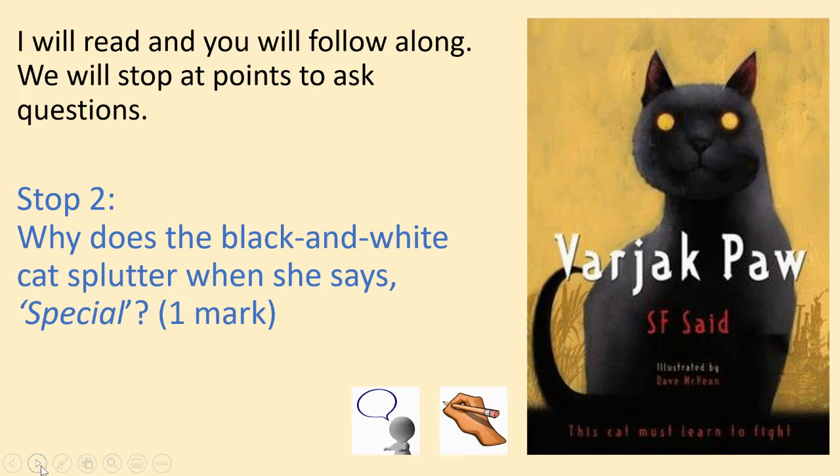And we're going to stop there because I've got a question for you. Why does the black and white cat splutter when she says special? This is a 1-mark question. Why does she splutter when she says special? What does that mean about what she might be thinking? Okay, it's a 1-mark question. It's a short, snappy answer. Say your answer out loud, then write it down on your piece of paper or your home learning book. Do that now. Press pause.